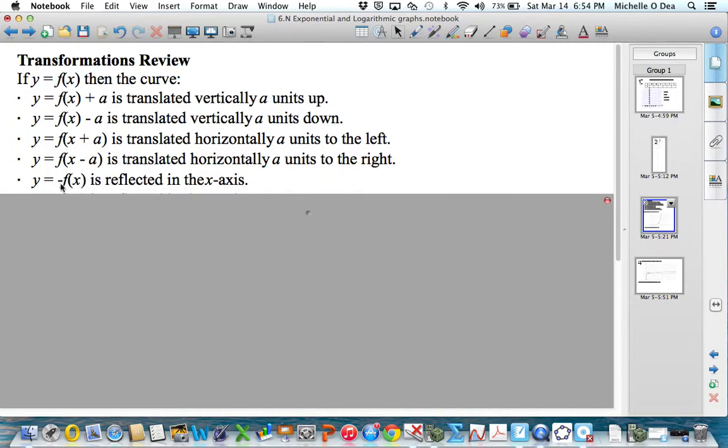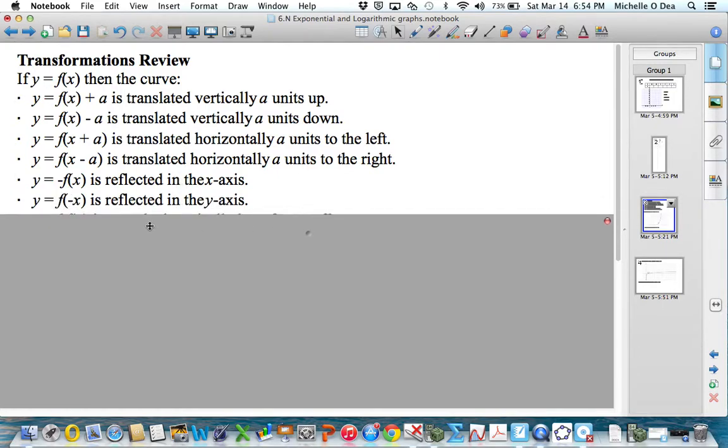Here we have the negative outside the function, and so that is reflected in the x-axis. It's like flipping vertically, and so it still follows the rule like up here. It's outside the function, so it's a vertical transformation. So it gets reflected in the x-axis. As opposed to if it's inside the function with the x, so the x is made negative, it's then reflected in the y-axis, which is like it's being flipped horizontally.